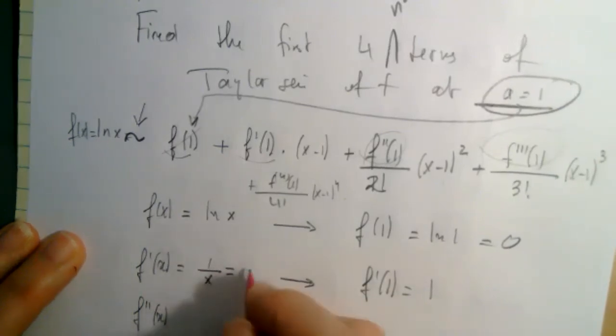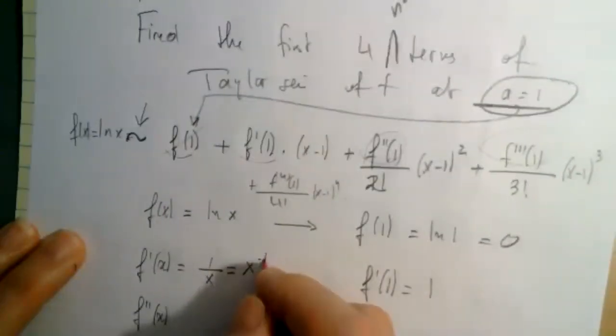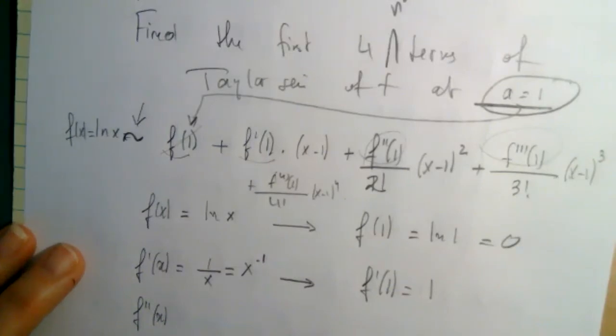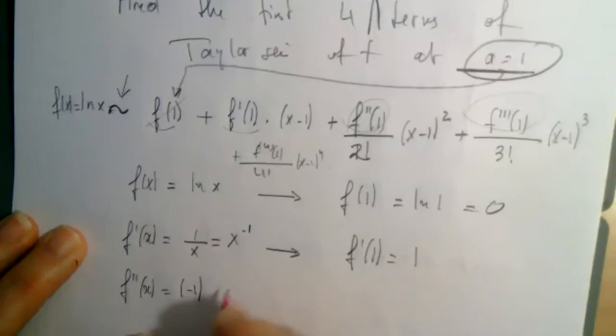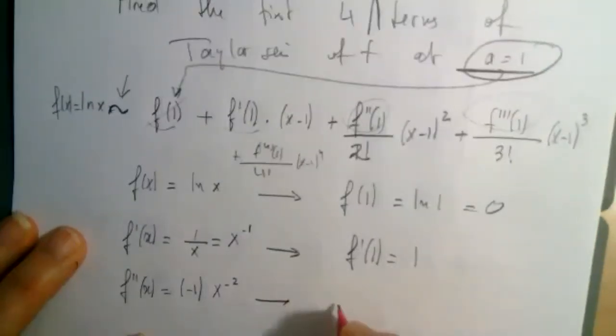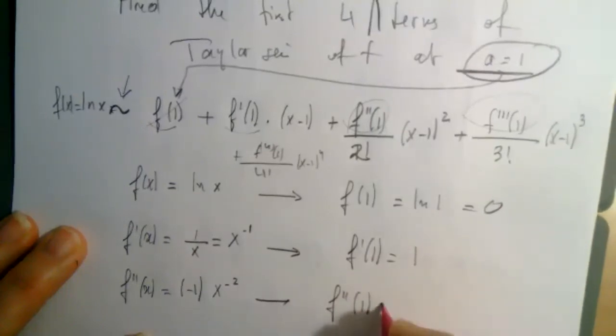Now the easiest way, because we're going to compute tons of derivatives, is to rewrite this as x to the minus 1. This makes my problem easy. So that's going to be minus 1 x to the minus 2. So my second derivative at 1 is minus 1.